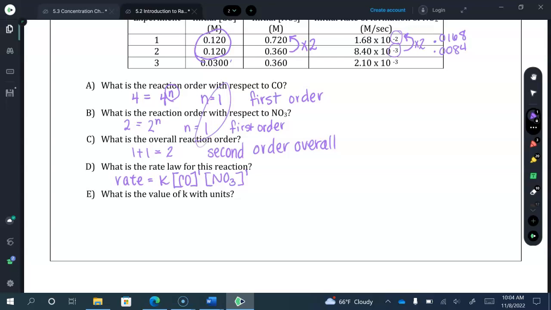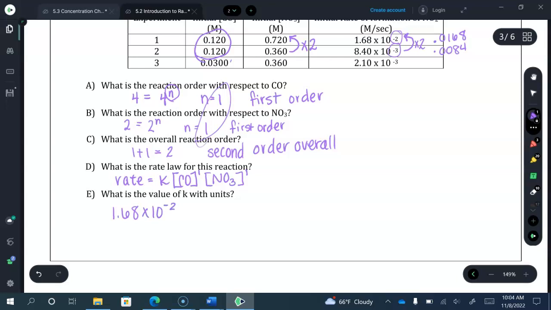So what is the value for K? We can use any one of the experiments, but I'm going to just use the first one. So the rate from the first one is 1.68 times 10 to the negative second molarity per second. Units are very important for the K value. And then that is equal to K times the initial concentration of carbon monoxide, to the first power, times the initial concentration of the nitrogen trioxide, forgot my units, to the first power.